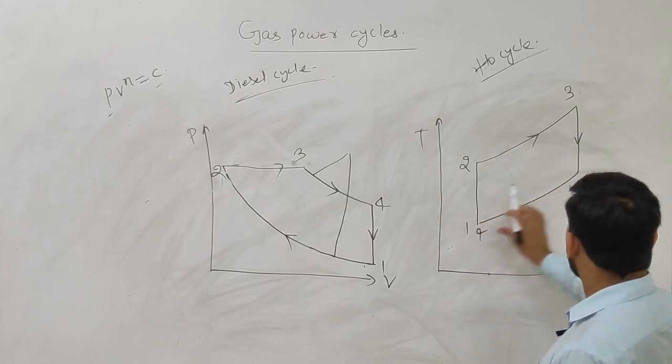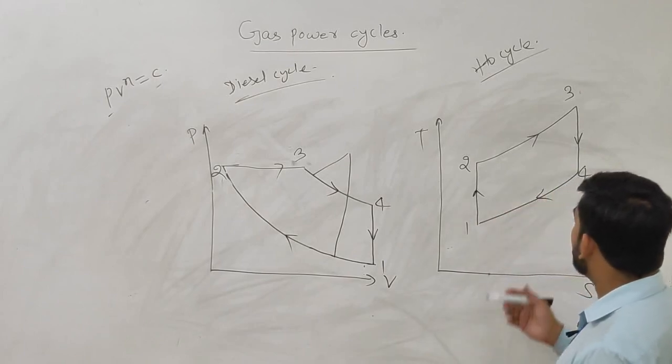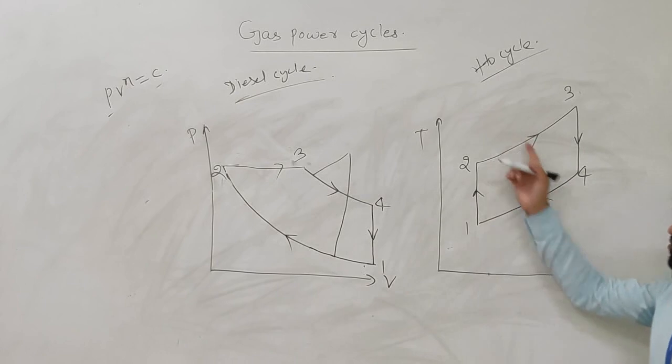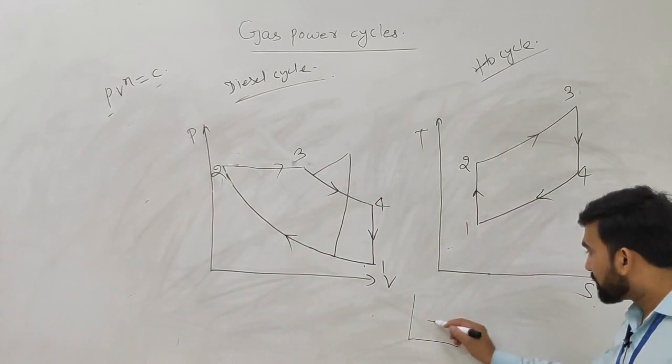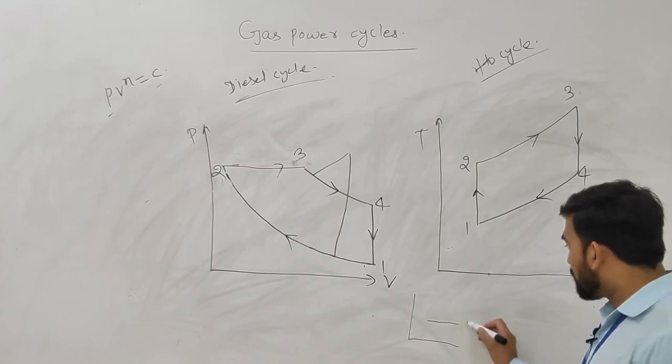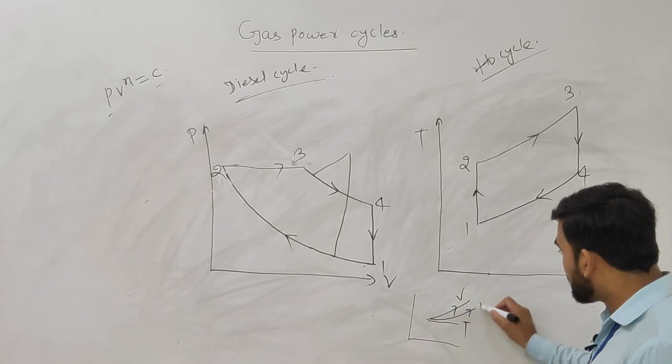But what is the 4 to 1? Let us see what the basic difference between these two curves is. As we have seen in polytropic process, this is constant temperature, this one is constant volume, and this one is constant pressure.